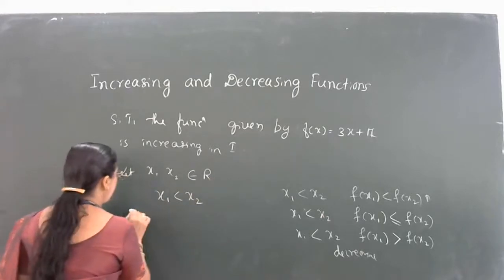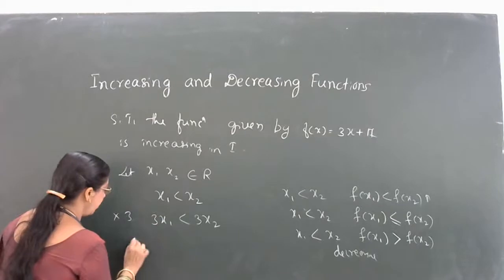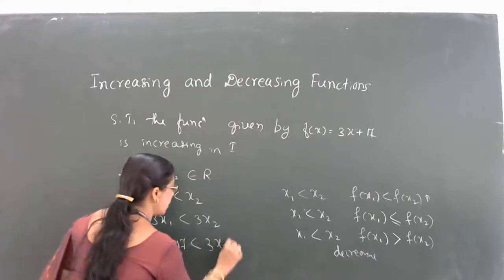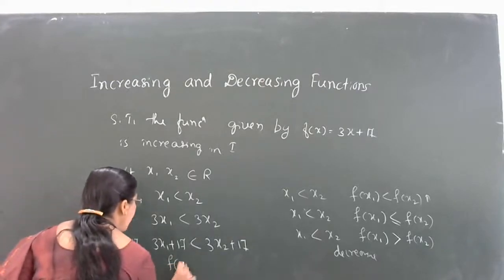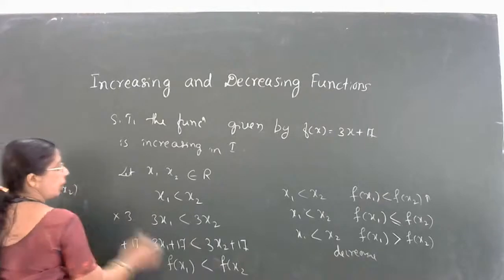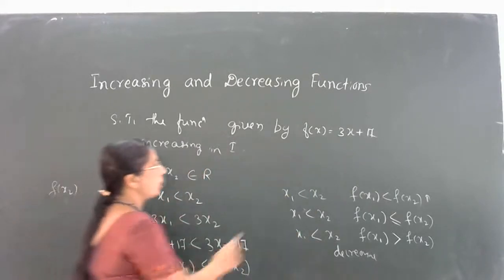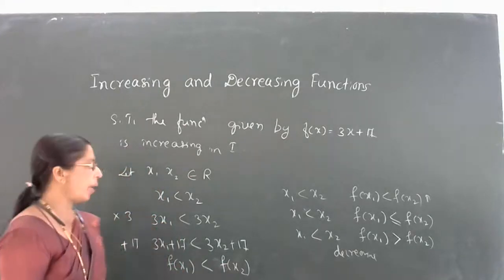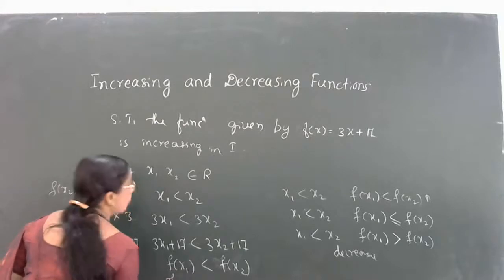Then I multiply by 3 both sides: 3x1 is less than 3x2. Then adding 17 both sides: 3x1 plus 17 is less than 3x2 plus 17. We multiplied by 3 and added 17 on both sides. We get f of x1 is less than f of x2, because if you put x2, you get 3x2 plus 17, and if you put x1, you get 3x1 plus 17. Therefore, f of x1 is less than f of x2. It means the function is increasing.